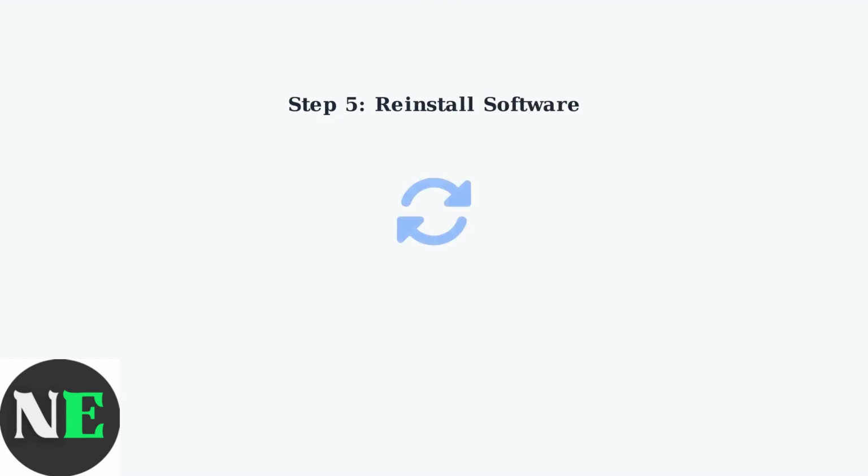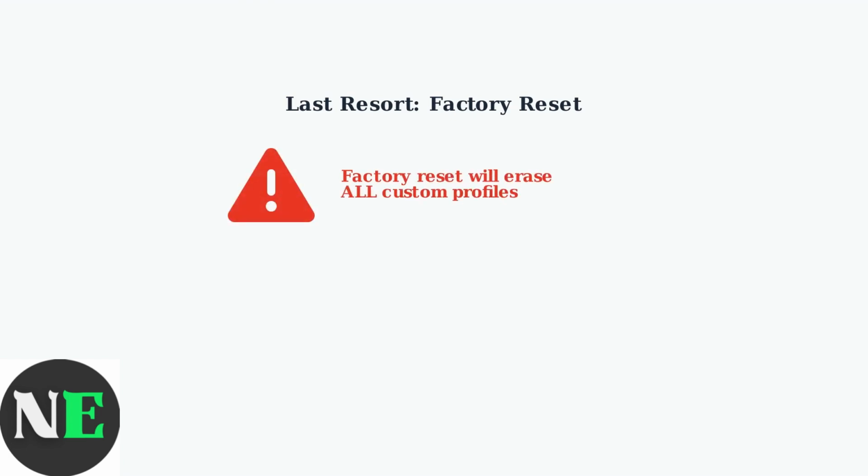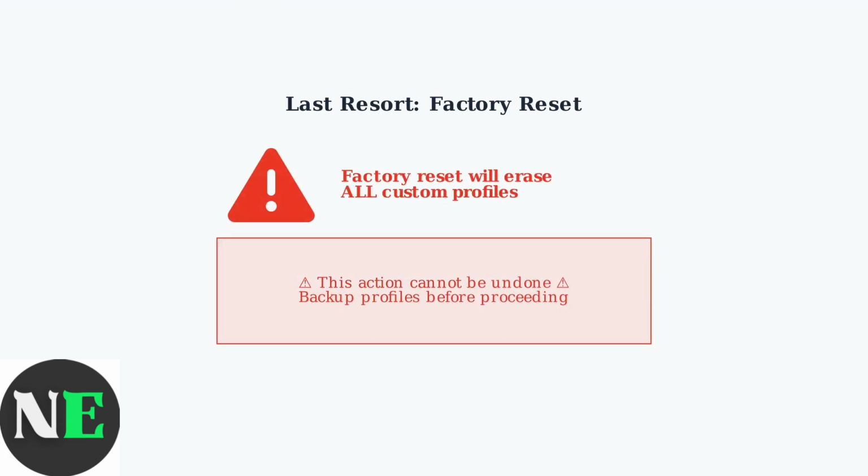If problems continue, try completely reinstalling the 8BitDo Ultimate software. Uninstall the current version and download a fresh copy from the official website. As a last resort, perform a factory reset using the 8BitDo Ultimate software or button combinations. Important warning, this will erase all your custom profiles and settings.